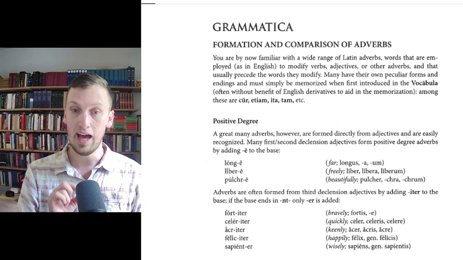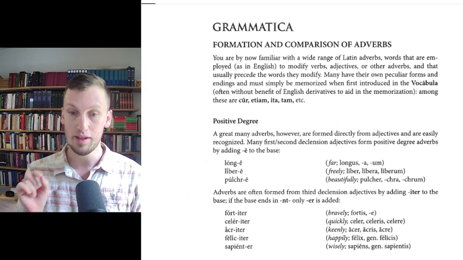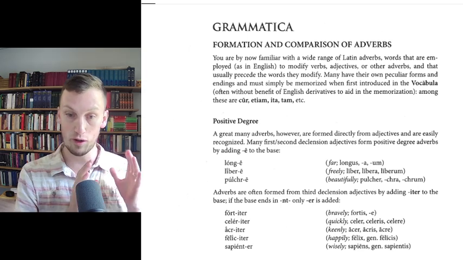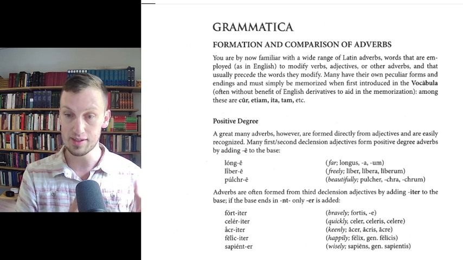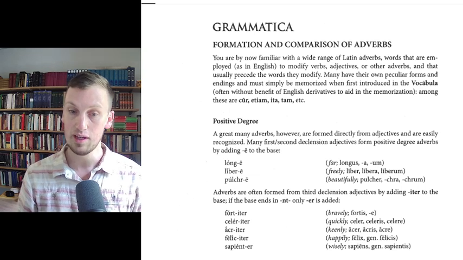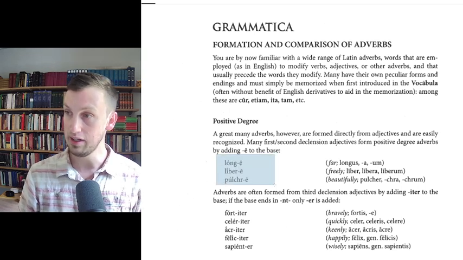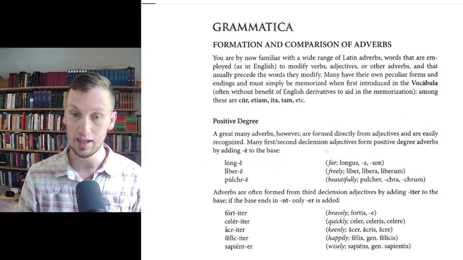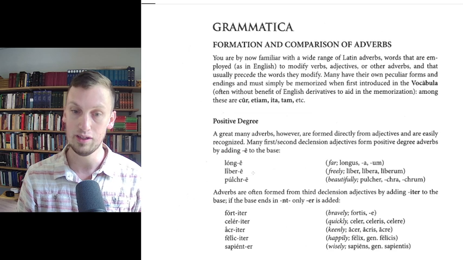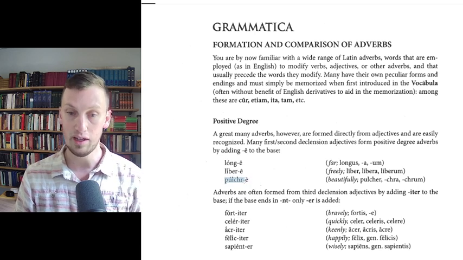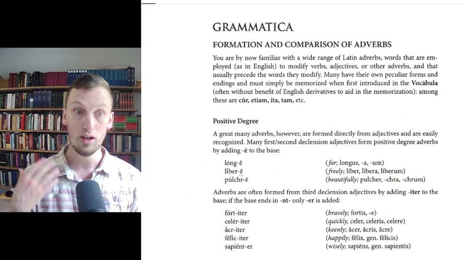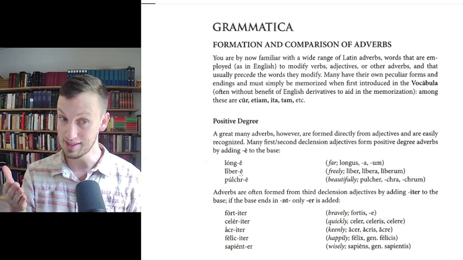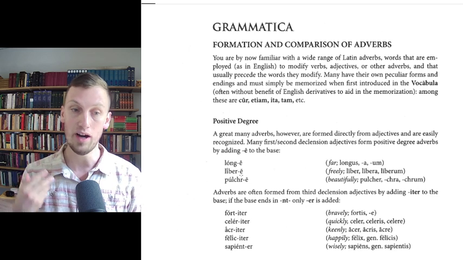So Latin has a basic way to form the adverb. That is, it's formed one way for first and second declension adjectives, and that is the addition of the letter e to the end. So longus becomes longe, right here. Liber becomes libere. And pulcher becomes pulchre. Note that with pulcher, even as you form the adjective, you drop the e, like other r-ending second declensions.